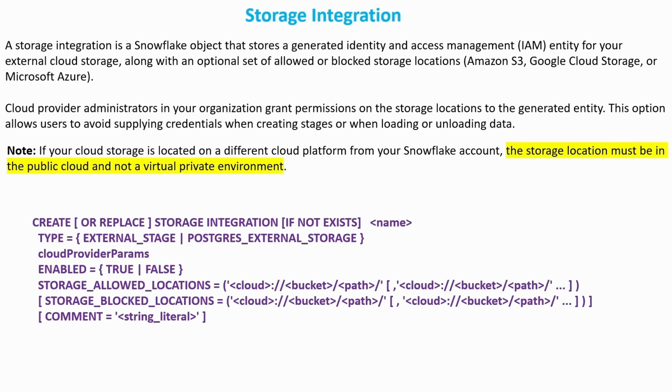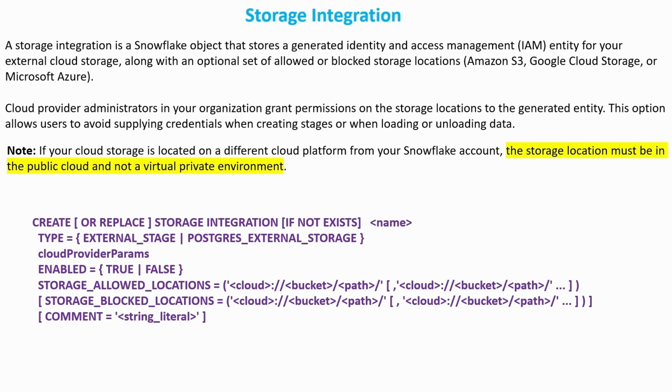This is the syntax of creating the storage integration. We start with create or replace storage integration with a storage integration name. Then we will mention the type, either external stage or Postgres external storage. We will cover that in the parameters required section of the storage integration once we have done the hands-on. But as of now, please remember the types are of two, either external or Postgres external stage.